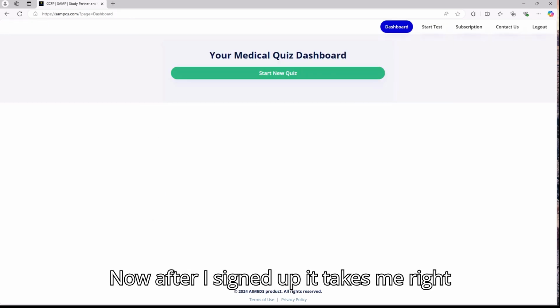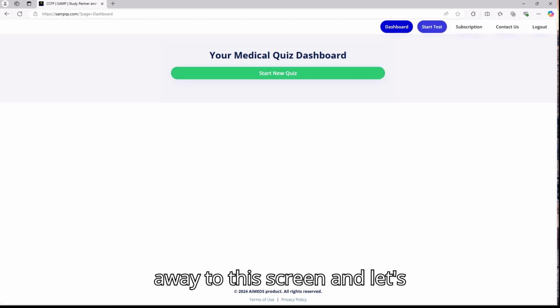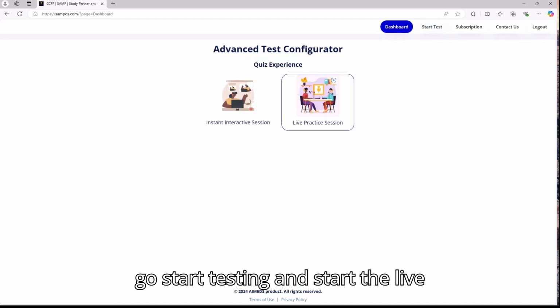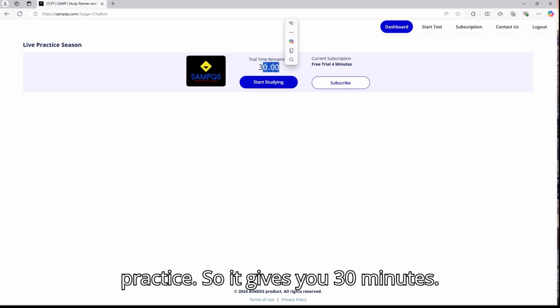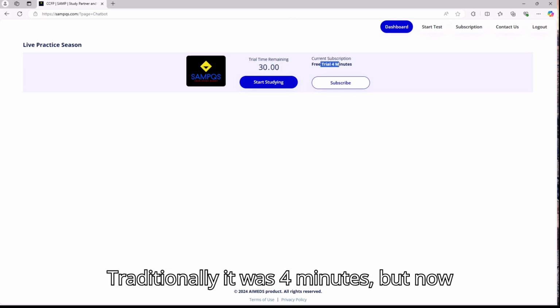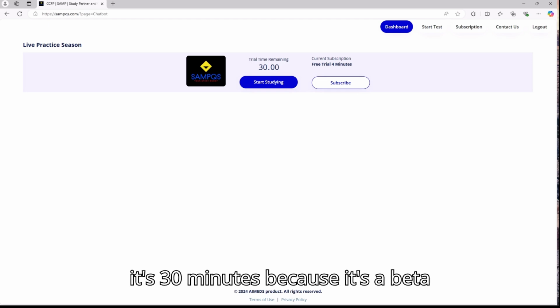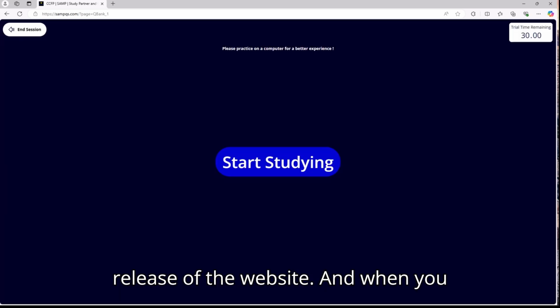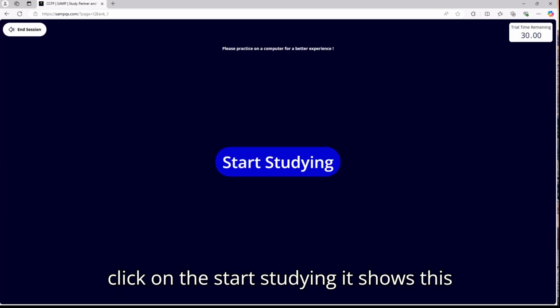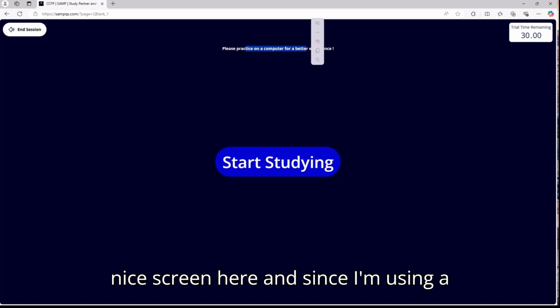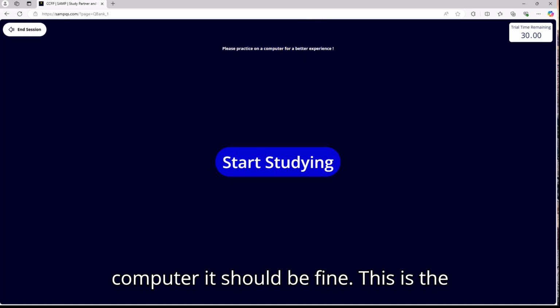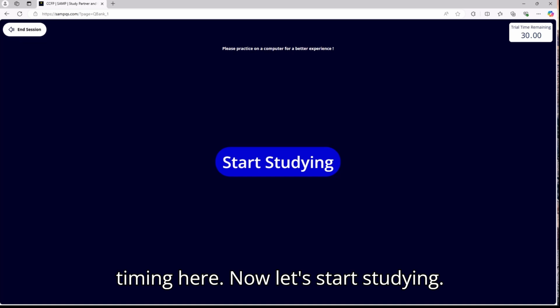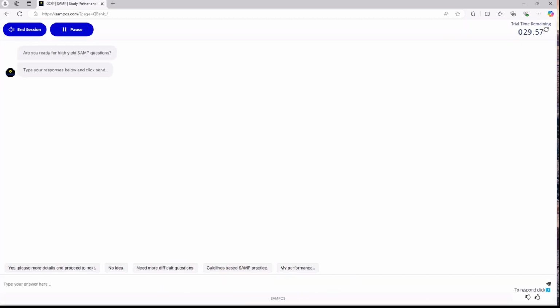Now after I signed up, it takes me right away to this screen, and let's start testing and start the live practice. So it gives you 30 minutes. Traditionally it was 4 minutes, but now it's 30 minutes because it's a beta release of the website. And when you click on start studying, it shows this nice screen here, and since I'm using a computer, it should be fine. This is the timing here.